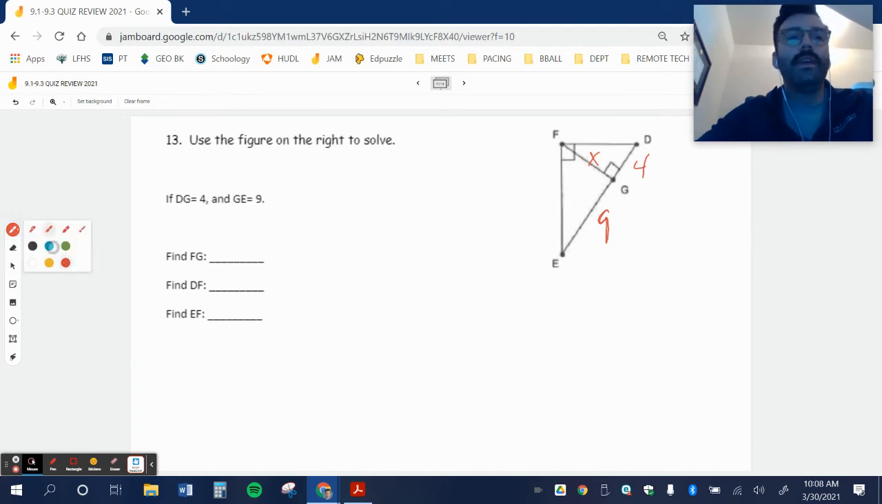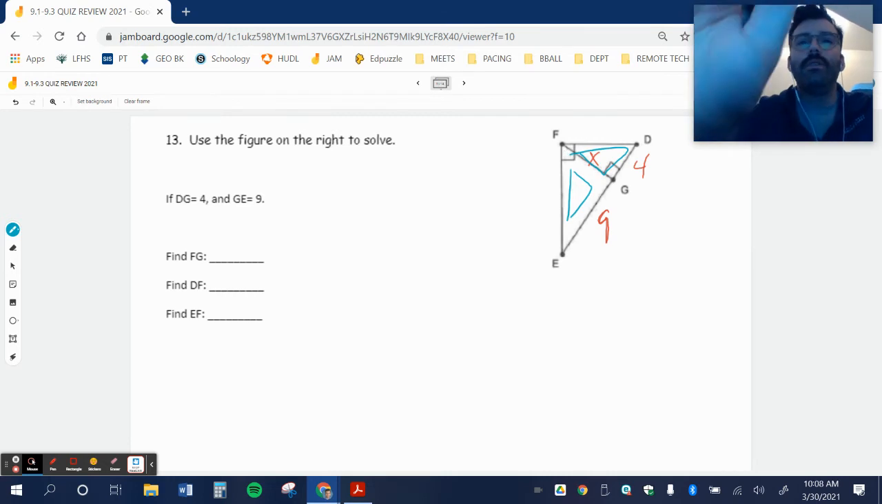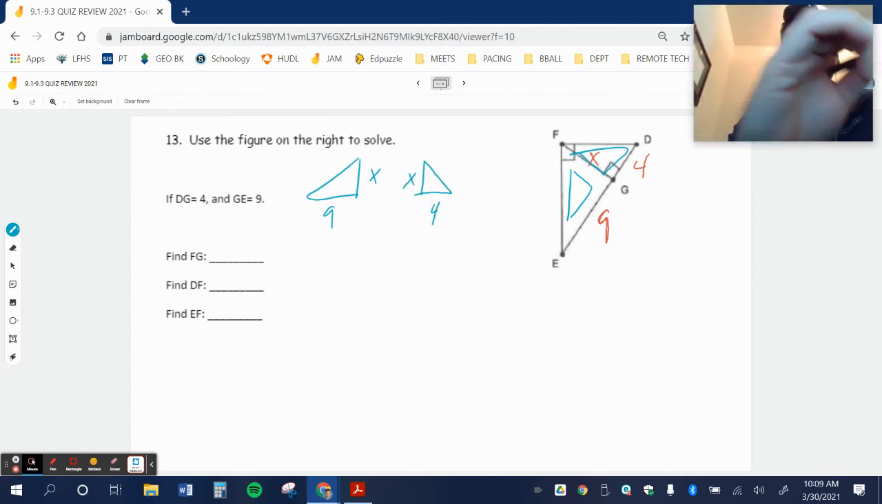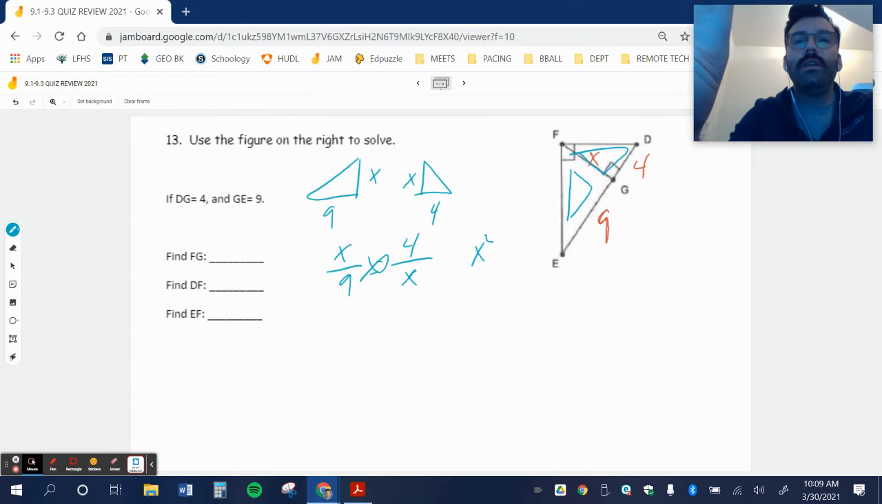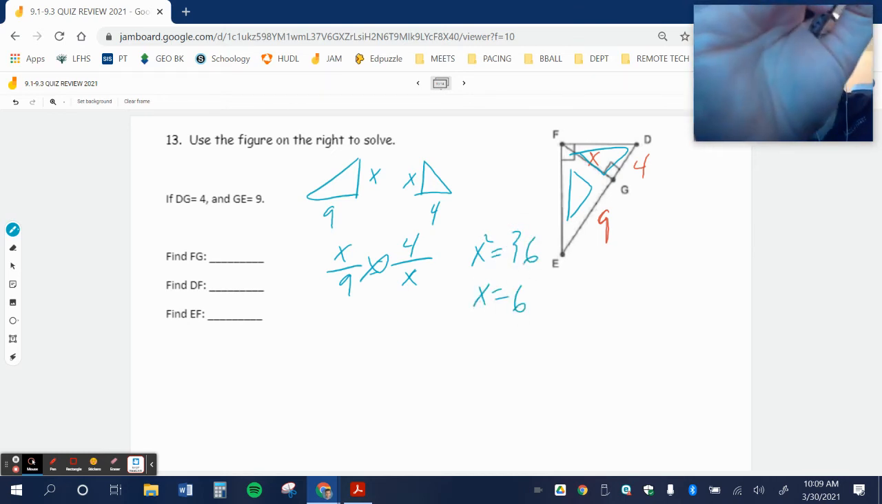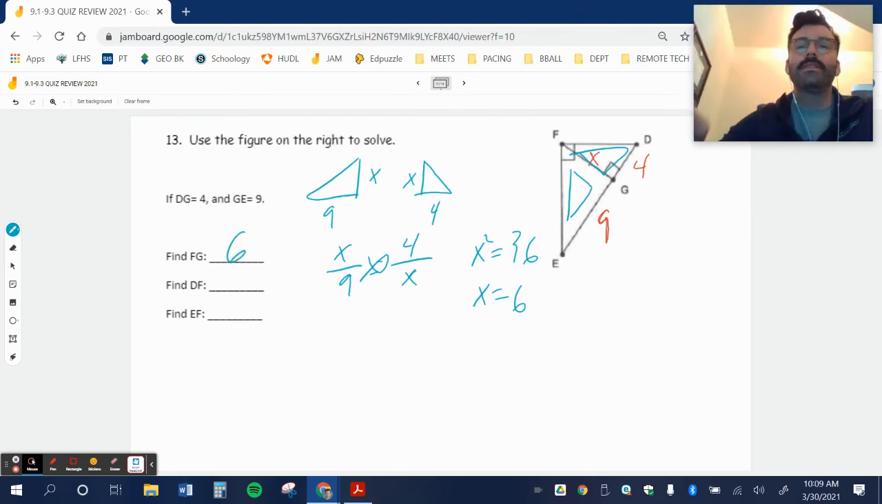So it looks here like I'm going to use my medium and my small. I have the medium of 9 and x, and I have the small of 4 and x. What appears twice, people? It's the x. x over 9 equals 4 over x. Cross multiply. x squared equals 36. x equals 6. So FG is 6.